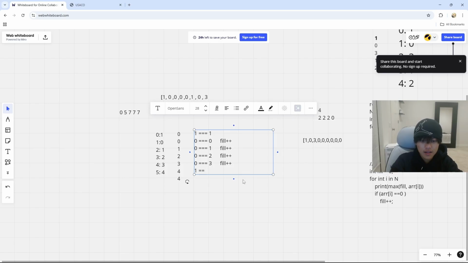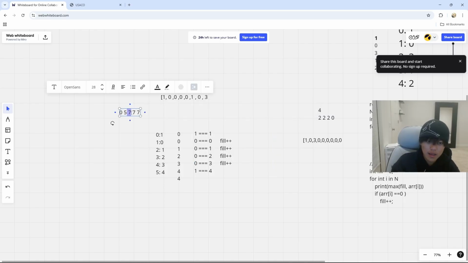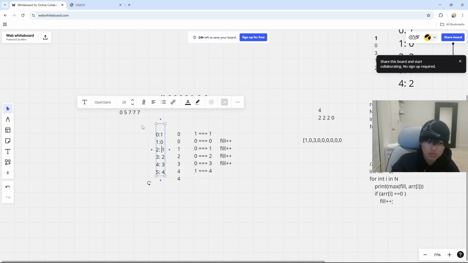But we still have 1, 2, 3. Our value of fill is still 4. The max between 1 and 4 is 4. So we have to fill up 4 numbers, and we have to change 1 number, 5. But when we fill up 4 numbers, we'll also change 5 at the same time. Got it?